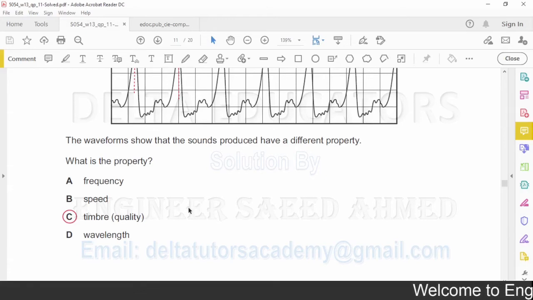So here our correct option is option C, quality. Only the quality is different in both the waveforms. Frequency, speed and wavelength is same. So correct option, option C.